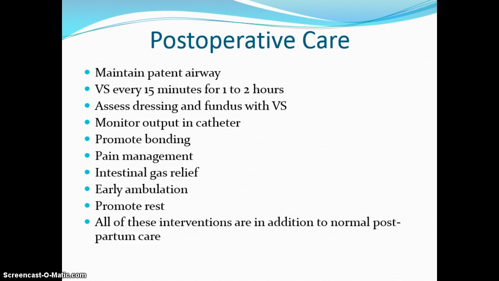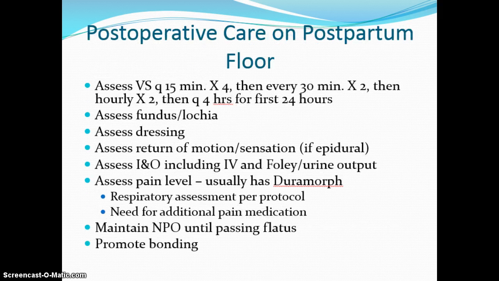We do want to be monitoring her catheter. They will have a catheter for 24 hours, so ensuring that she is having adequate urinary output, which would be at least 30 ml an hour. Promote bonding, pain management, gas relief. Early ambulation is really going to be important. Once she has full sensation returned after her spinal anesthetic, we want to get her up and get her moving. So this again talks about what you will be required to do as a nurse.